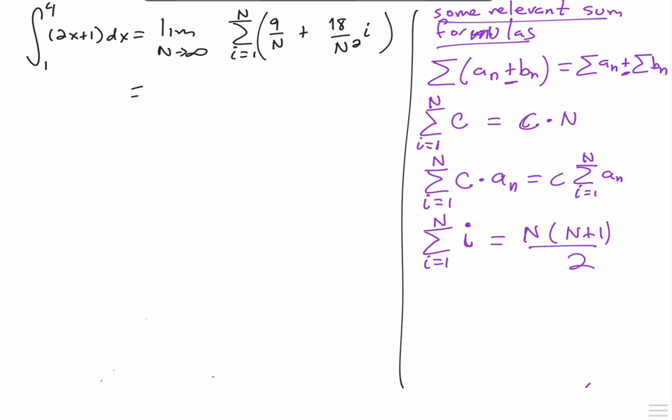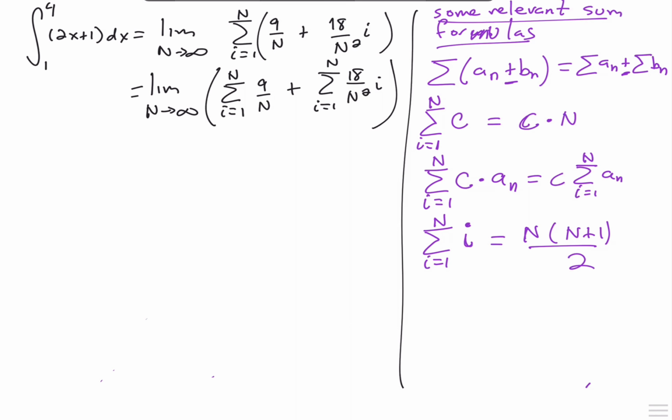So this is equal to the limit as n goes to infinity of... Well, which one should we use first? Let's break them up, right? So 9 over n plus the sum 1 to n of 18 over n squared i. Okay. Now which one should we use? Well, the first one's easy. What's the first one? Sum from i equals 1 to n of 9 over n. What is that? Which rule can you use? If I number them 1, 2, 3, and 4, which one would you use there for the first sum?